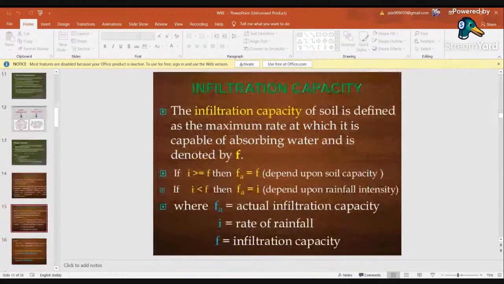So the infiltration capacity of soil is defined as the maximum rate at which it is capable of absorbing water and is denoted by F. If the rate of rainfall i is greater than the infiltration capacity F, then the actual infiltration rate f will be taken as F, that is, the infiltration capacity. And if i, the rate of rainfall, is lesser than the infiltration capacity, then the actual infiltration rate will be taken as the rate of rainfall.